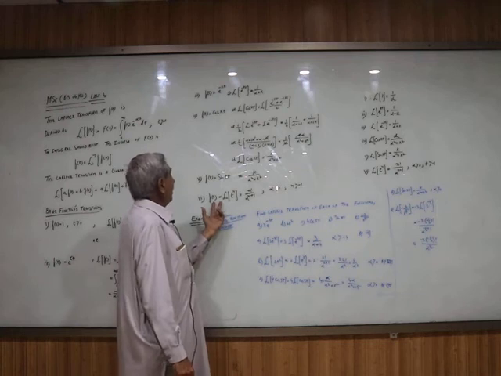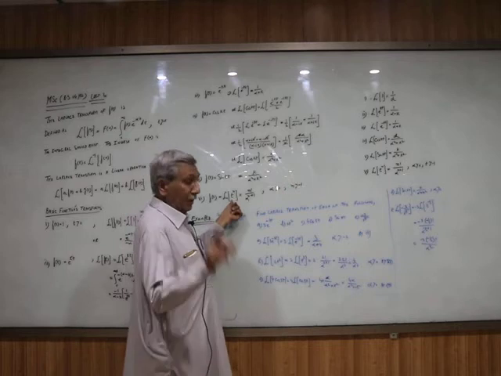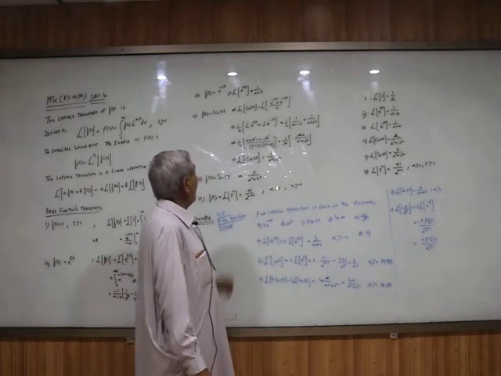And this is when you have t raised to n, and one thing more: alpha should be greater than 0, and n should be greater than minus 1.